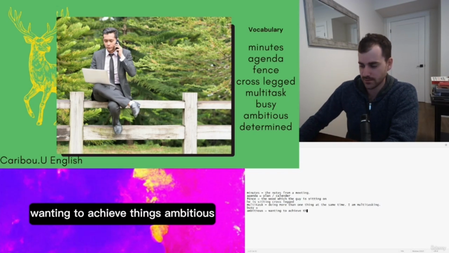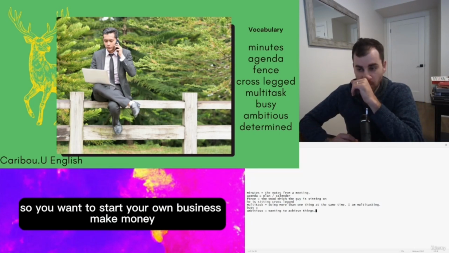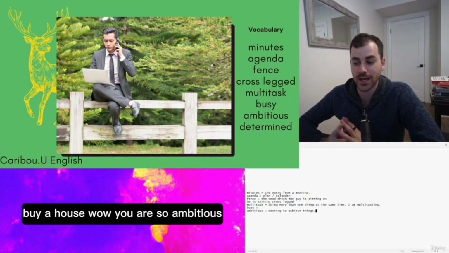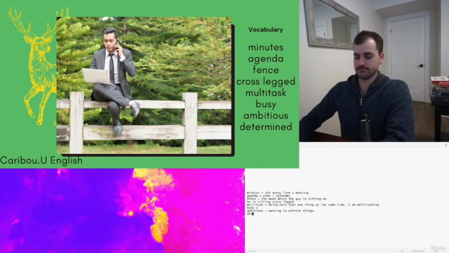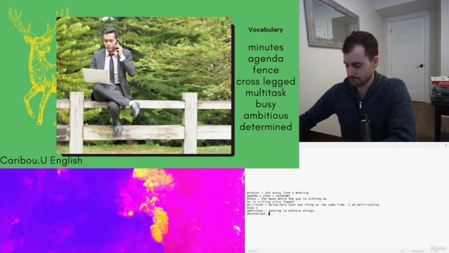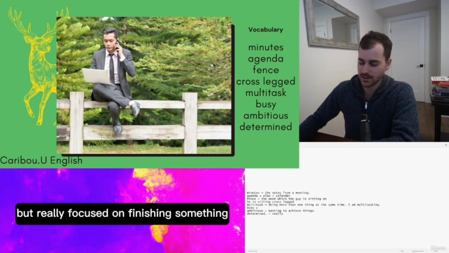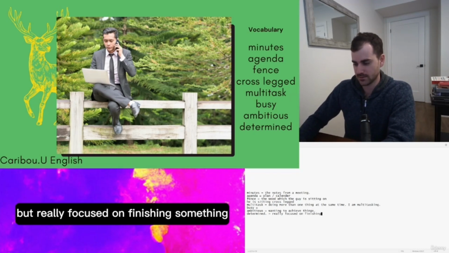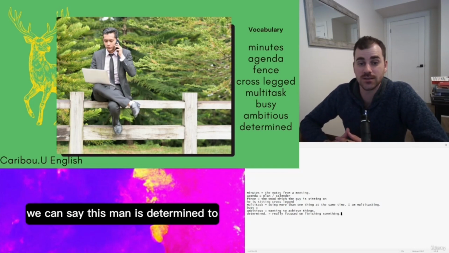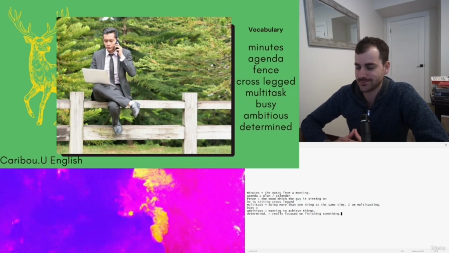Wanting to achieve things. Ambitious. So you want to start your own business, make money, buy a house. Wow, you are so ambitious. Determined. Really, it's sort of like ambitious, but really focused on finishing something. So in the picture we can say, this man is determined to get the new promotion at work.